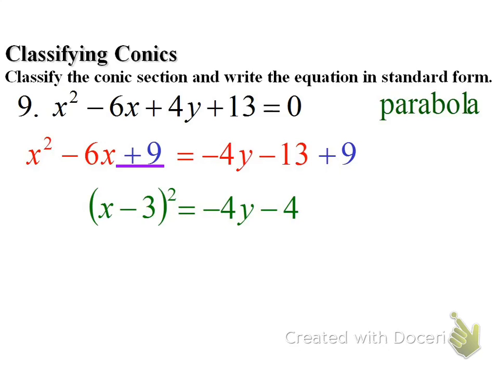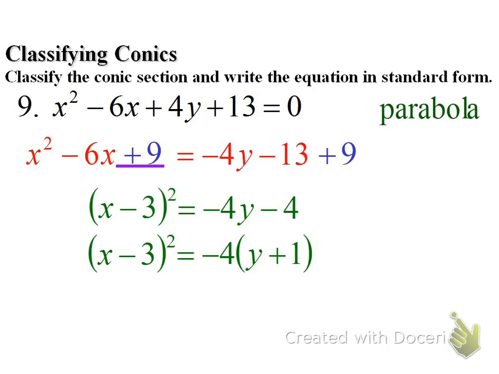Now, we got some like terms on the right. We have negative 13 plus 9, which is negative 4. Typically, we also write this side in factored form, so you can easily tell where your center is and what your p-value is. So I'm going to factor out a negative 4 there, and I get negative 4 times the quantity y plus 1. Now, this is standard form for a parabola, not centered at 0, 0.